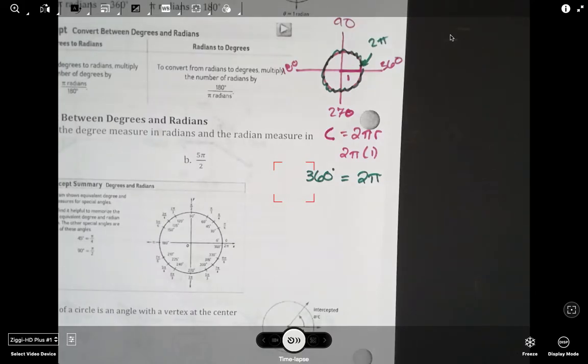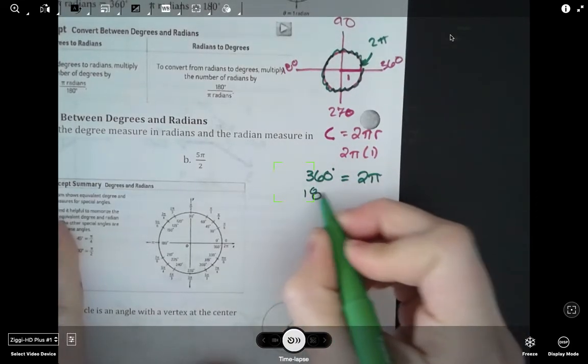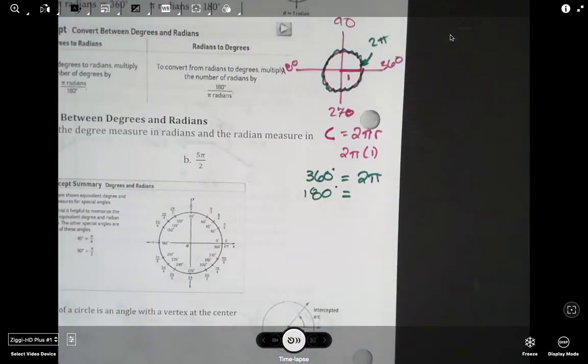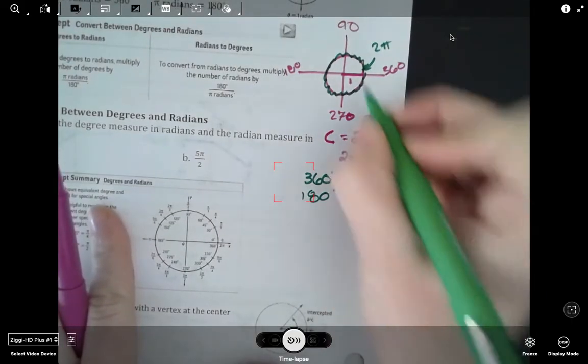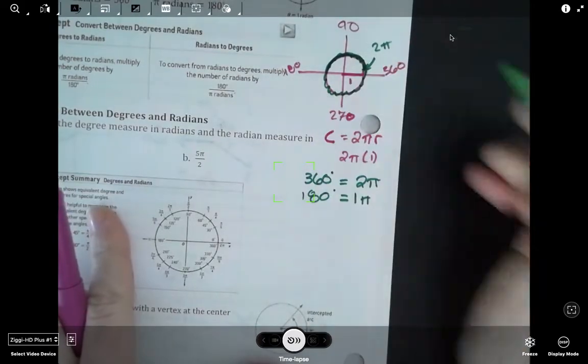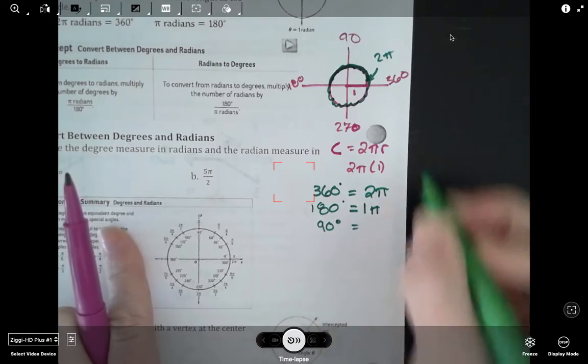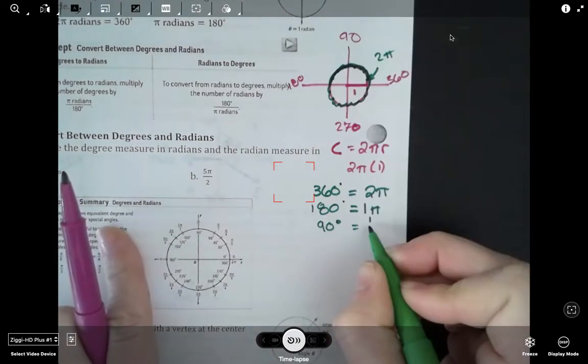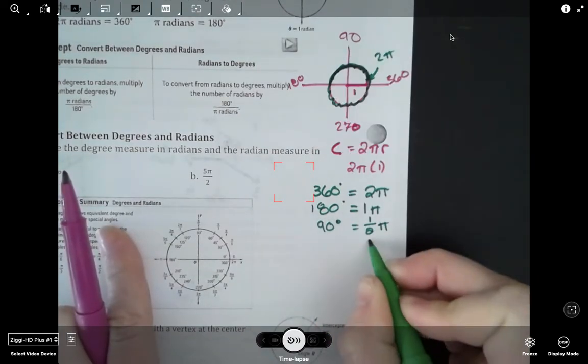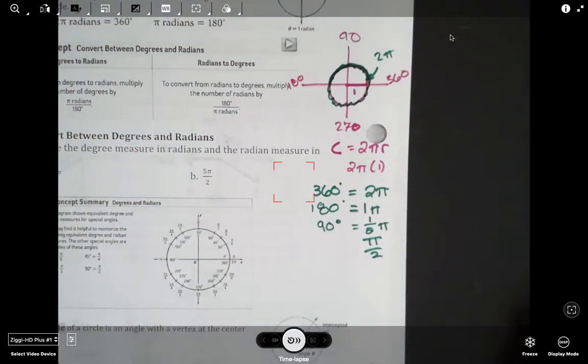What would 180 degrees be? If I'm just going part of the circle, what? So 360 degrees is 2 pi. What would half of that be? 1 pi. 1 pi is the number of radians from here to here. That's 1 pi. 90 degrees would be half of a pi. They will write it as pi over 2. That's what 90 degrees is.